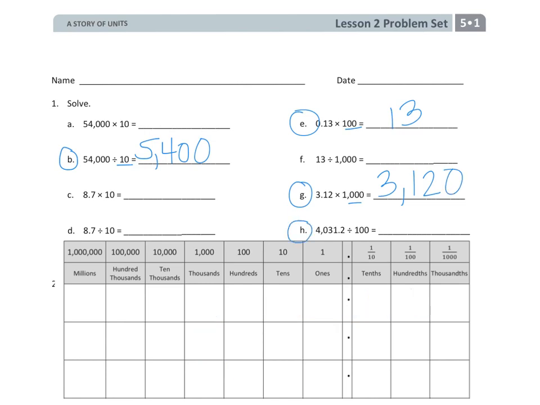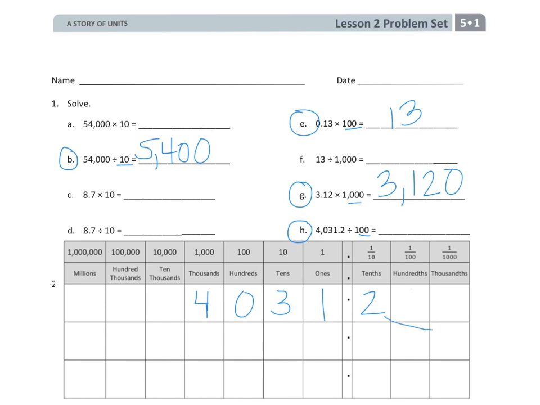And the final one on this problem number 1, we're going to do H. So we have 4,000. There's no hundreds. There's 3 tens, and then there is 1 ones, decimal point, and 2 tenths. We're dividing. That means our number is shifting to the right, and we're moving it 2 times because there is 2 zeros in 100.